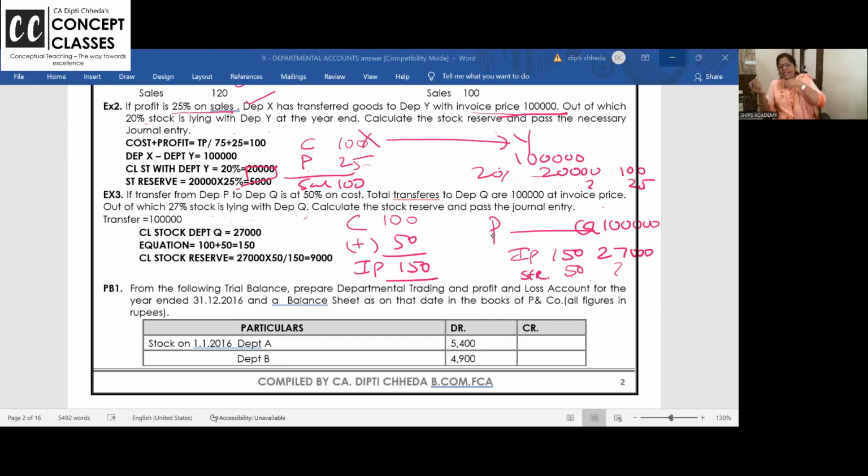So at company level, whatever interdepartmental stocks are there, we have to reverse the stock reserve and bring it at cost. So 27,000 जो closing stock है, 27,000. उसमें stock reserve कितना है? 9,000. Now what is the closing stock at cost? If you ask me, what is the closing stock at cost? 18,000. Nice. All clear to all of you?